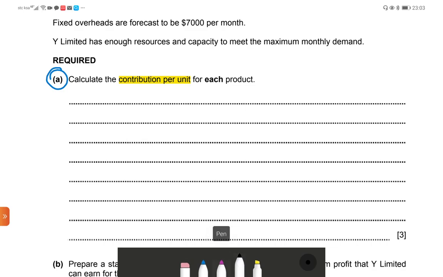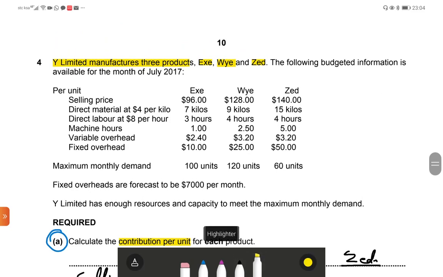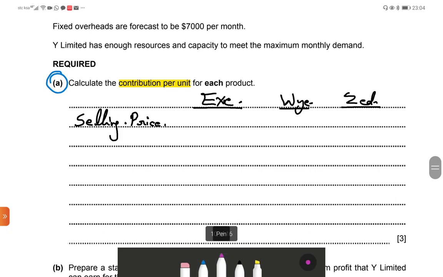So we have to calculate the contribution of 3 products X, Y, Z. Contribution is equal to selling price minus variable cost. So, selling price of each product they are given. Selling price 96, 128, 140. So, we have to just copy that 96, 128, 140.